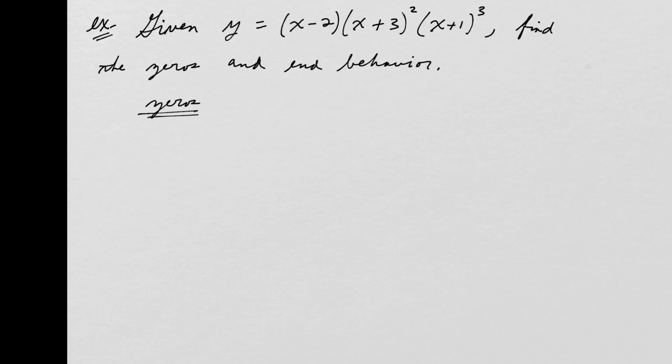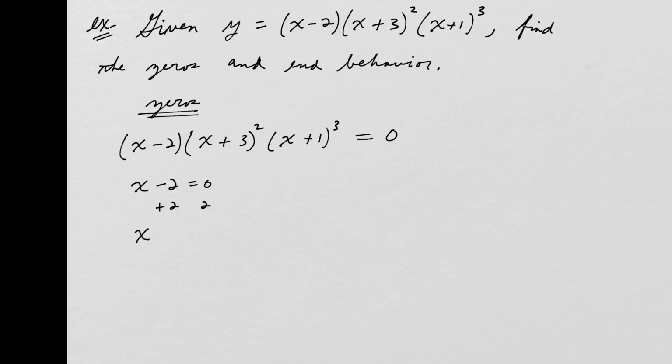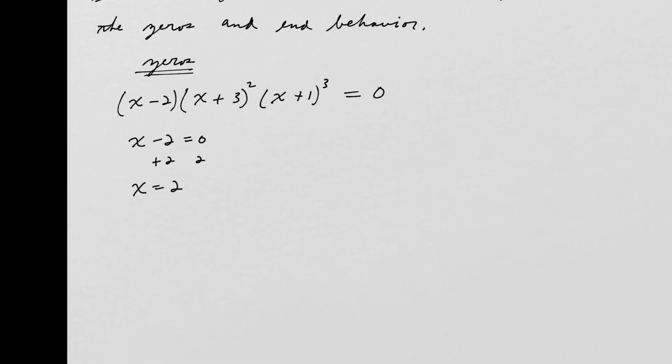So how do we find that? Well, we set the entire thing equal to 0, right? We set y equal to 0, basically. So I set this entire polynomial equal to 0. Okay. So one possibility is x minus 2 is equal to 0. Well, that's going to lead to the solution x equals 2. And the multiplicity in this case is 1, right? Because there's just a 1 in the exponent there.